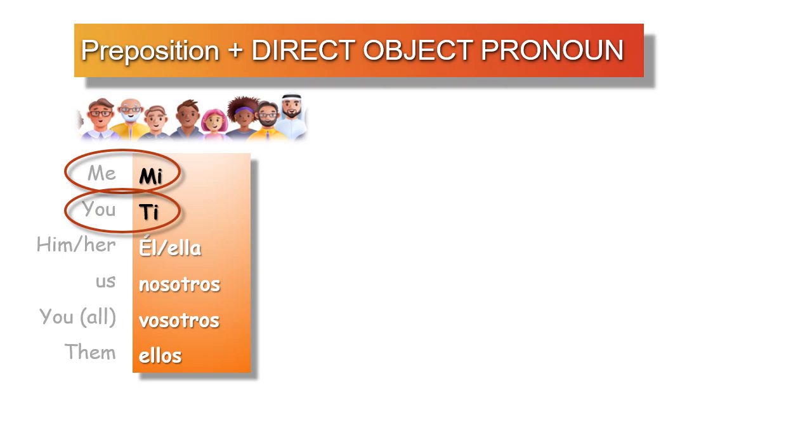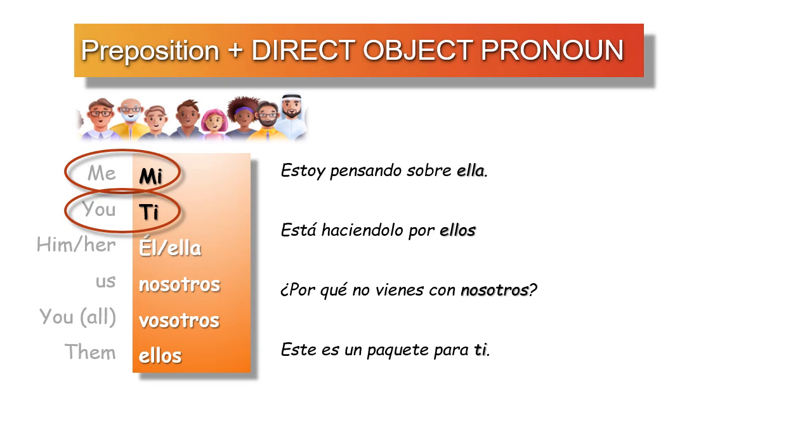For example, I'm thinking about her. It would be estoy pensando sobre ella, no sobre la. Está haciéndolo por ellos. They are doing it for them. O ¿por qué no vienes con nosotros? Why are you not coming with us? It's like with we. O este paquete es para ti. This is a parcel for you.